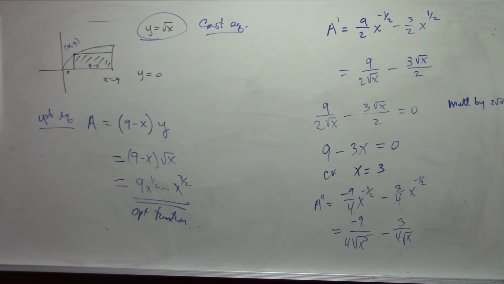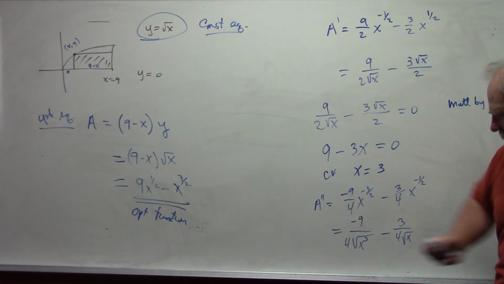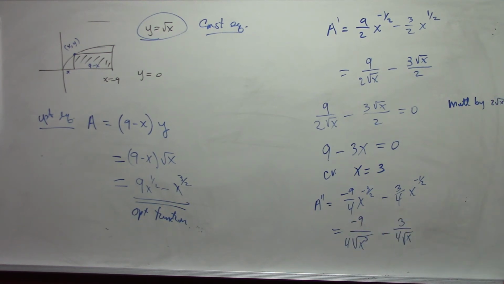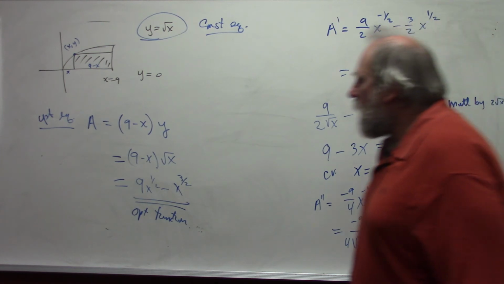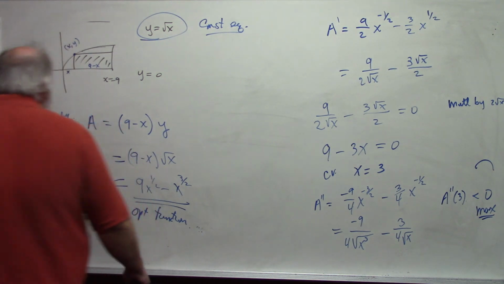Notice the square root of any real number besides 0 is going to be positive. So this piece is negative and this piece is negative, which means it doesn't matter what value I put in. Specifically, when I put in x equals 3, the second derivative at 3 is negative, concave down, which gives me a max. And so I get what I'm looking for: I was trying to find the maximum area.